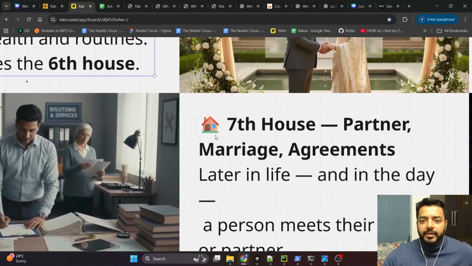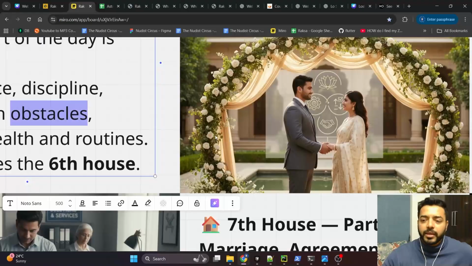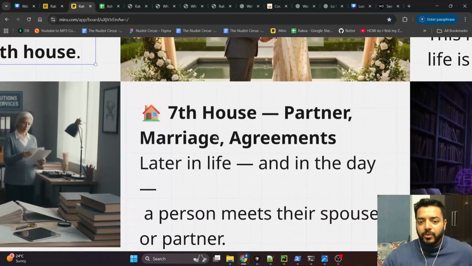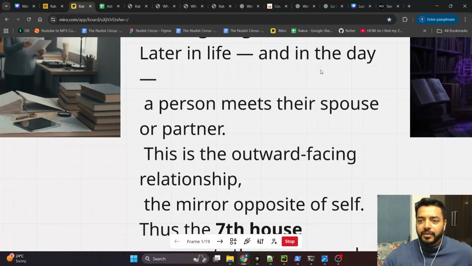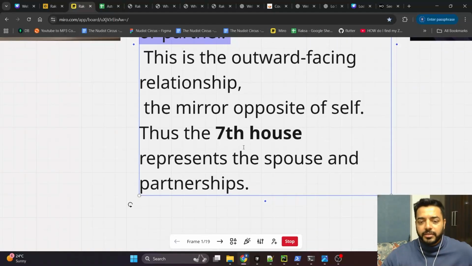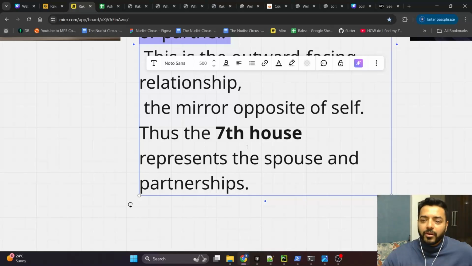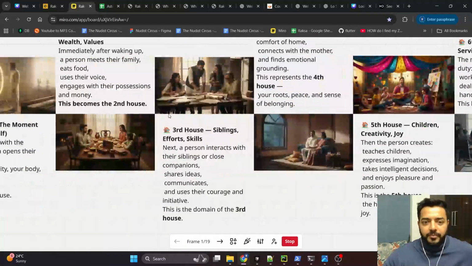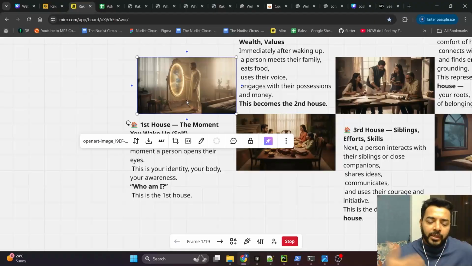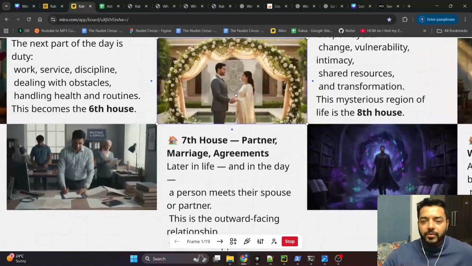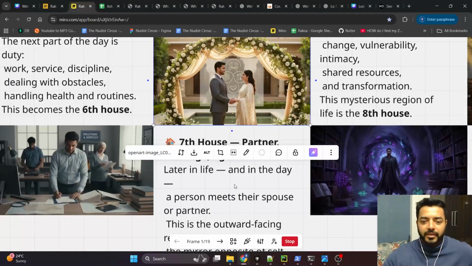Right? And then after doing all this, now he has found time to talk to his wife alone, right? So now he goes to his wife and he talks to her. Later in life and in the day, a person meets their spouse or partner. This is the outward facing relationship, the mirror opposite of self. That's the seventh house. So self, when we saw the first house, right, self was about himself. This is an inward relationship. But when you go into the seventh house, this is an outward relationship. He is now dealing with his wife or talking to his wife, right?